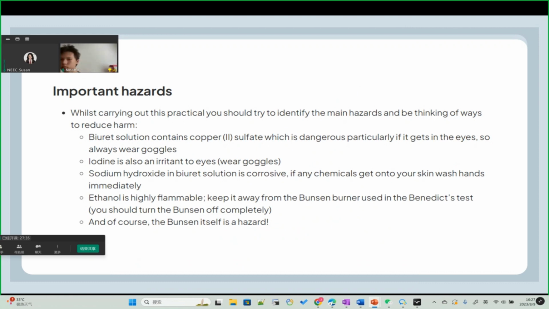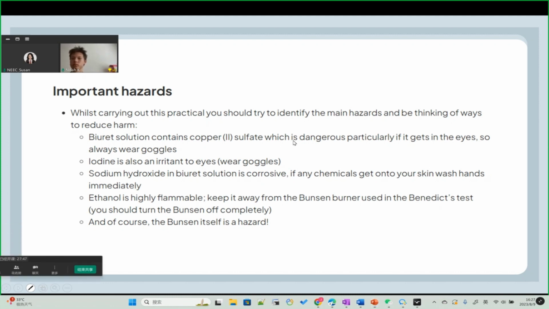And here are some important hazards. These are called safety hazards as well as precautions, which you might be required to write down in your exams. Firstly, for the biuret solution, because it contains copper sulfate, it's really dangerous. It may irritate your eyes. And therefore, if you're writing the level of the safety hazard, it should be medium or high. And for the precautions, you're going to wear goggles and gloves.